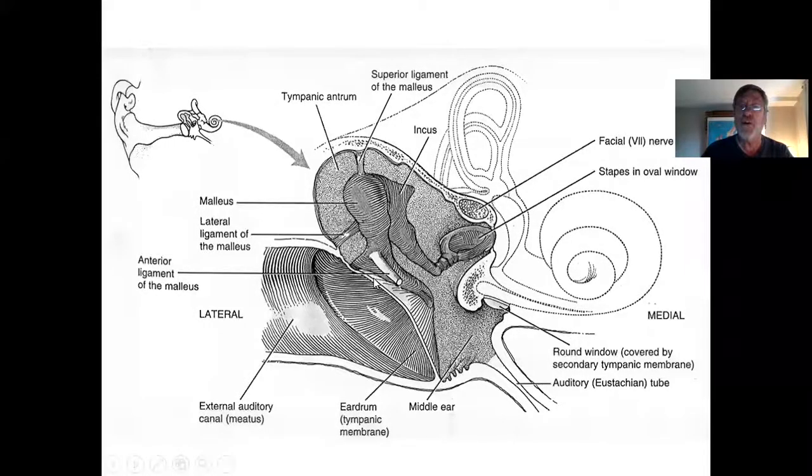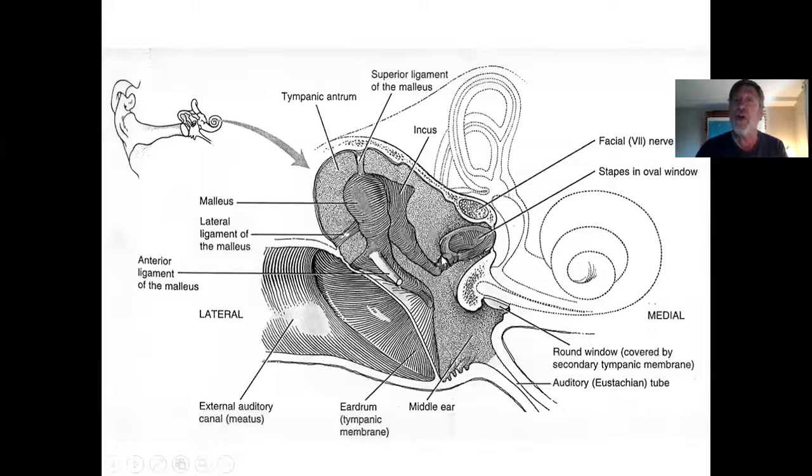The malleus, incus, stapes, they're all stuck together. Now realize they operate as a unit. It's not like one bone hits the other bone and the other bone hits the other bone. They're stuck together like a unit. So the whole thing acts as a unit. What does? The eardrum, malleus, incus, and stapes.